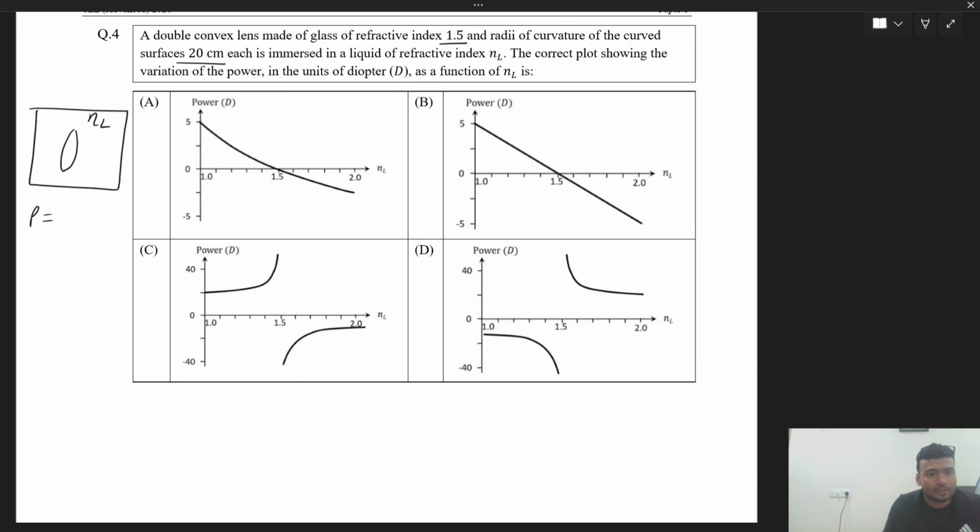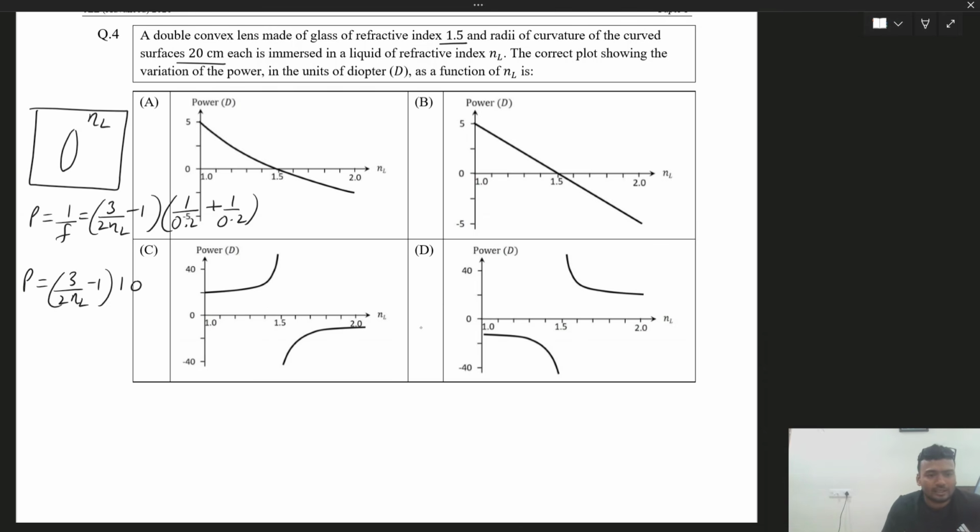So if I find the power, 1 by F, so it is 3 by 2, 1.5, beta, so 3 by 2 divided by eta L minus 1, then 1 by R1, so this will be 0.2, plus 1 by 0.2, so 2 by 10, 2 by 10, so that will give you 10. So power is basically (3 by 2 over eta L minus 1) into 10, and this power is in diopter because everything is in SI unit.